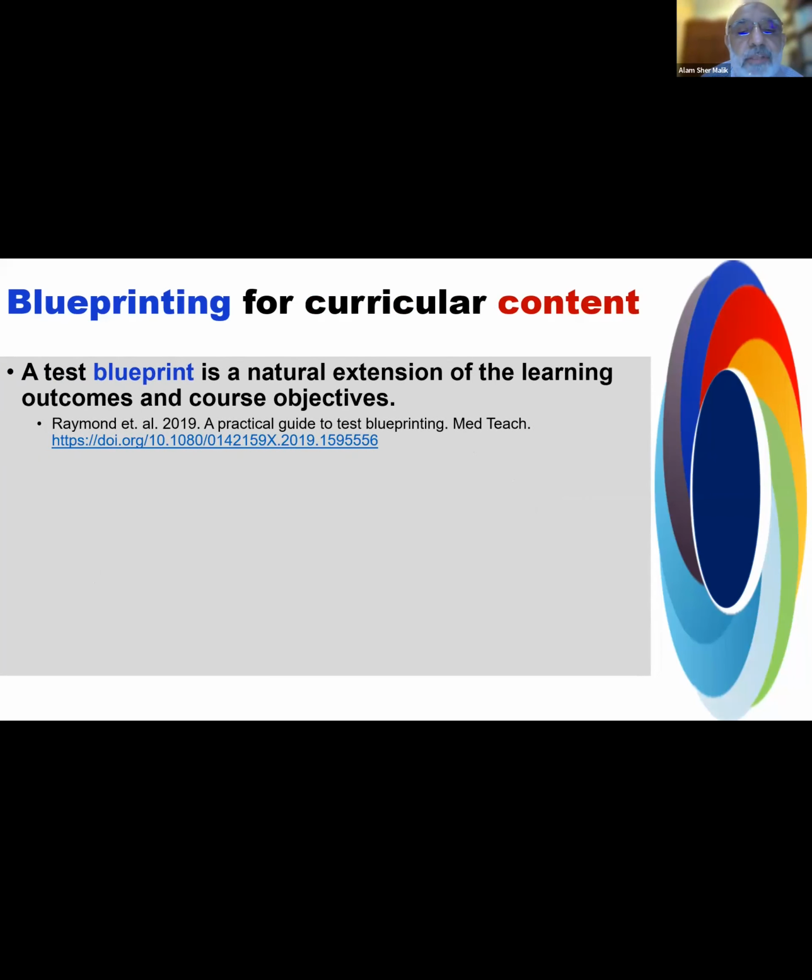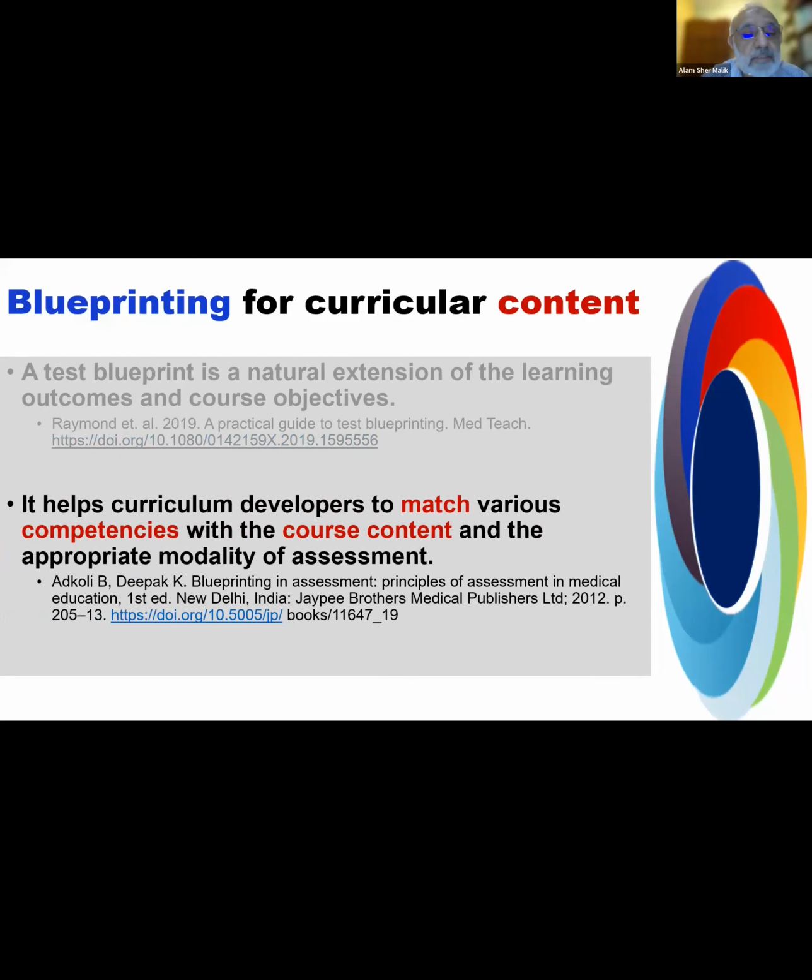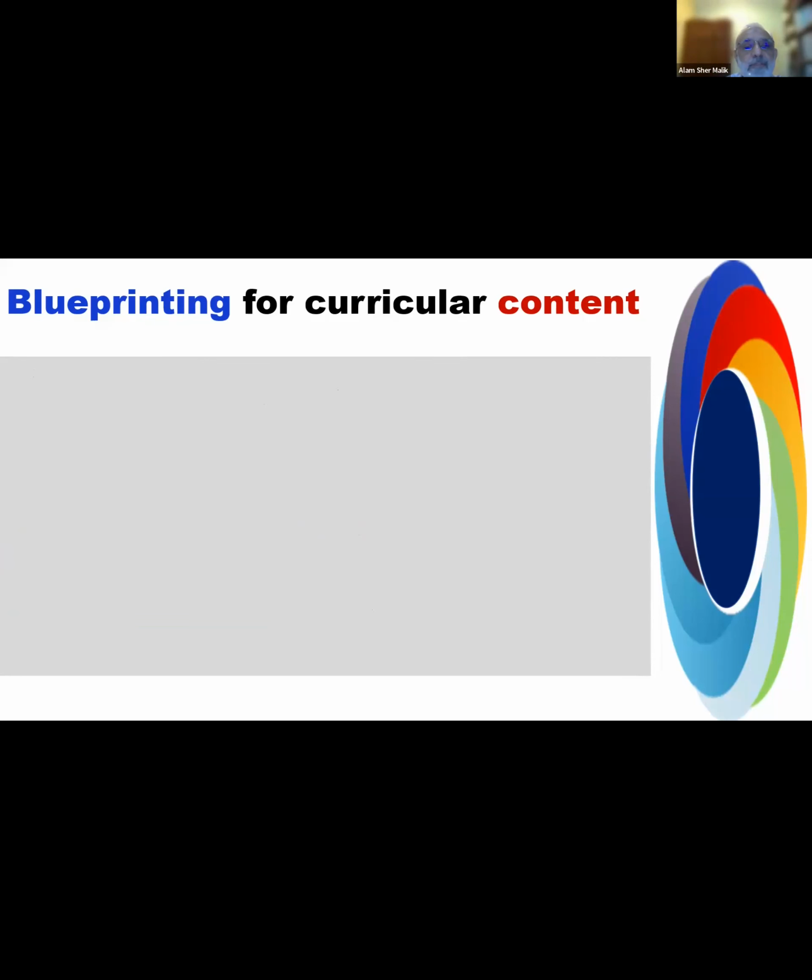A test blueprint is a natural extension of the learning outcomes and course objectives. Of course, the assessment has to follow the learning outcomes and objectives, whereas blueprinting helps curriculum developers to match various competencies with the course content and the appropriate modality of assessment. So blueprinting, as we mentioned earlier, helping in the constructive alignment, would be helpful both in developing the curriculum as well as in assessment of the students.